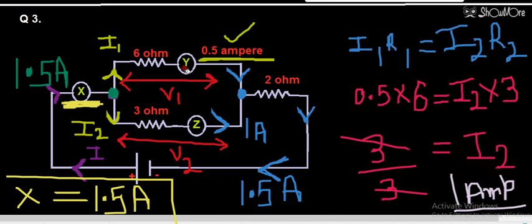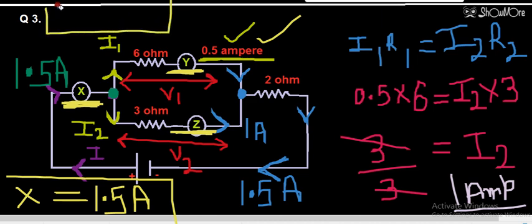Now note down the reading of Y was given, so we are not supposed to find it. It was 0.5 ampere. Clear? Then you can note down the reading of the Z device, that is also an ammeter. The reading of Z will be equal to the current I2 flowing through it, and we have calculated I2 equal to 1 ampere. So you can note down this step also.